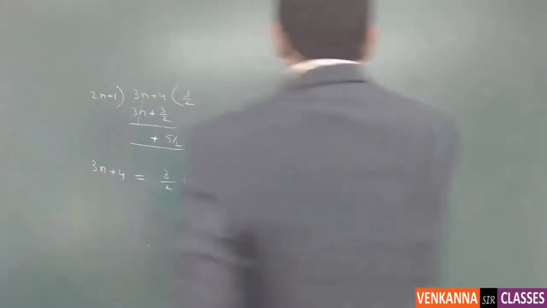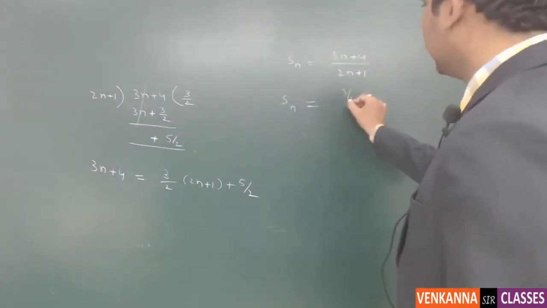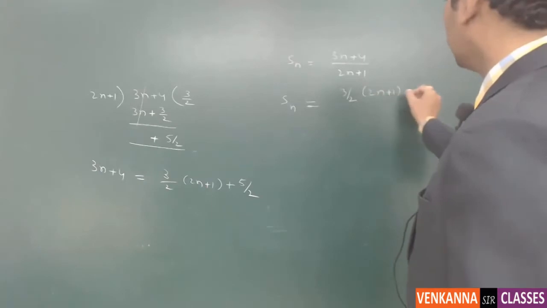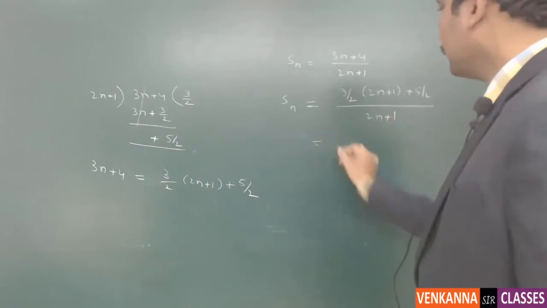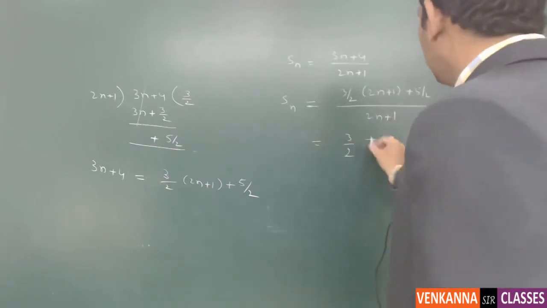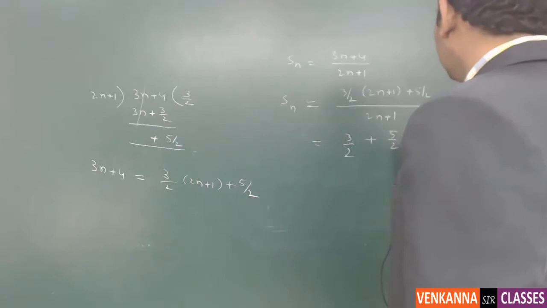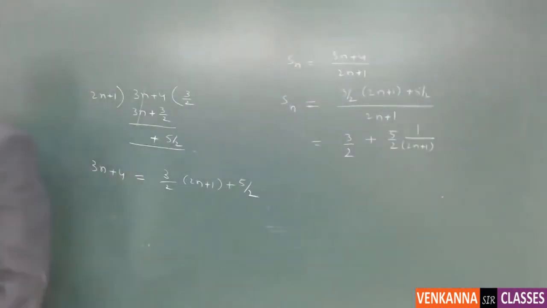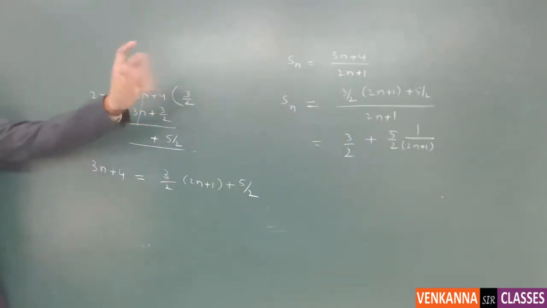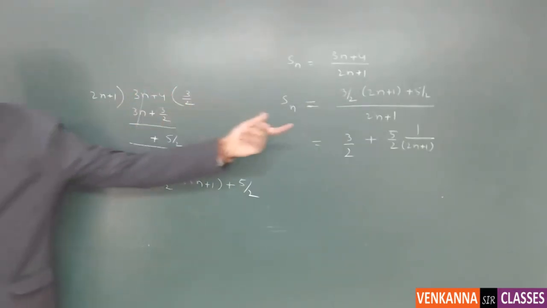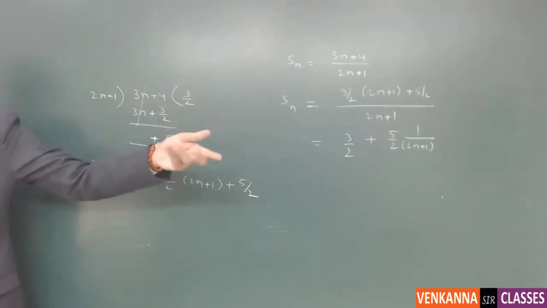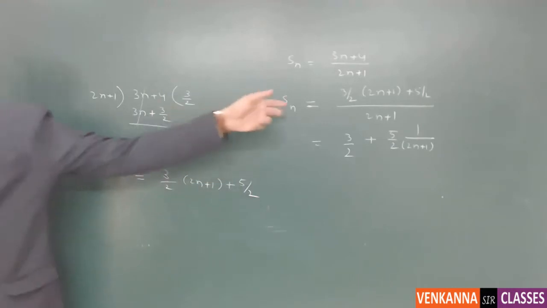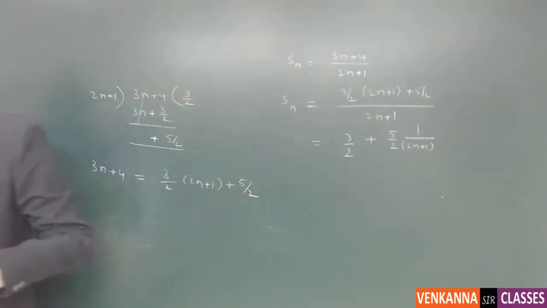So this is equal to, in the numerator, 3 by 2 into 2n plus 1 plus 5 by 2, whole by 2n plus 1. This will be 3 by 2 plus 5 by 2 into 2n plus 1. Now what happens? The nth term formula I have modified like this. If I want to write the sequence by putting n is equal to 1, 2, 3, and so on in this, I can write the whole sequence, right?